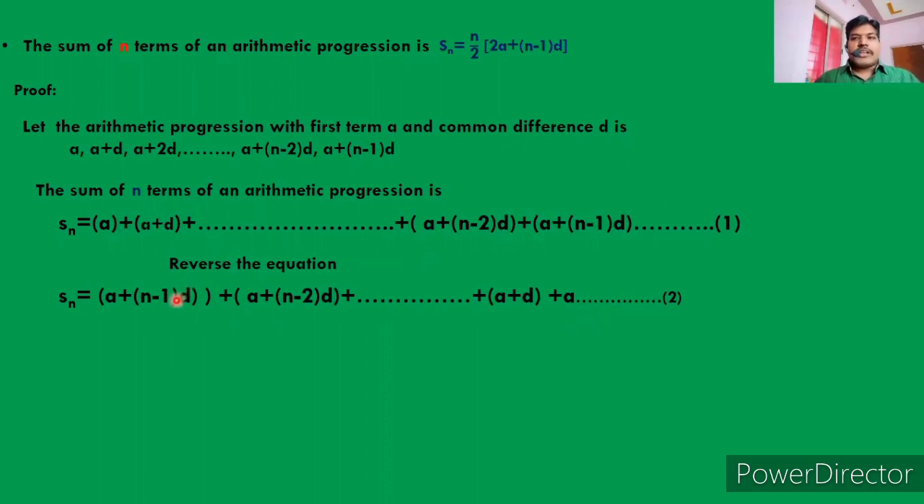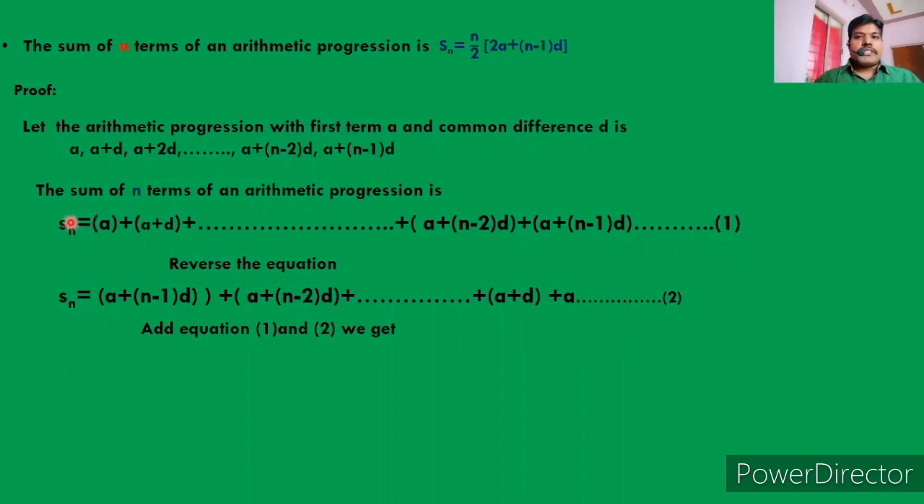So I have written a plus n minus 1 into d here, a plus n minus 2 into d here, and a plus d, and a at the end. Take this as equation number 2, and the earlier one as equation number 1. Here I am going to add equation 1 plus equation 2. I am adding both the equations.